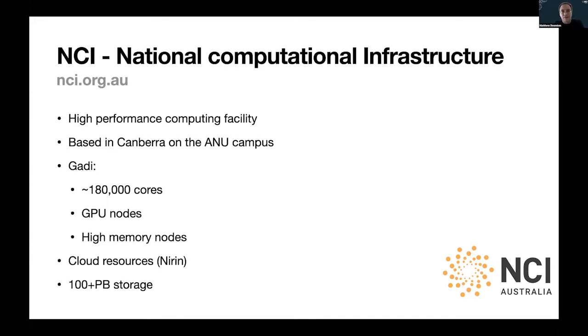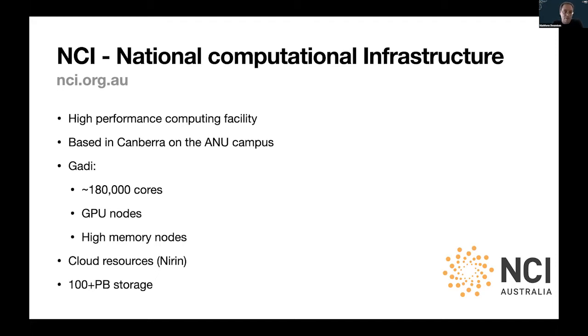So NCI is the National Computational Infrastructure. We are a Tier 1 high-performance computing facility based in Canberra on the ANU campus. The core resource that we have here is a supercomputer called Gadi, which has around 180,000 cores across a mixture of CPU and GPU nodes. There's also a number of high memory nodes which may be useful for certain sorts of analysis.